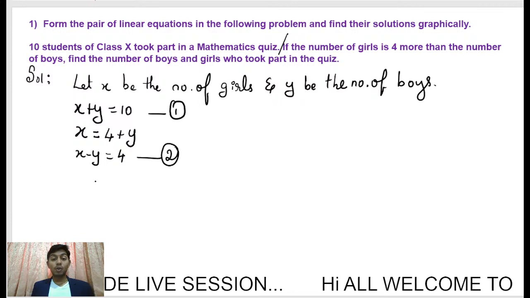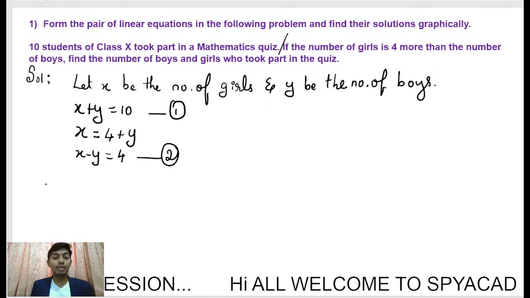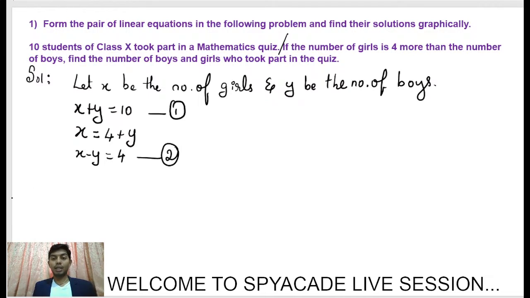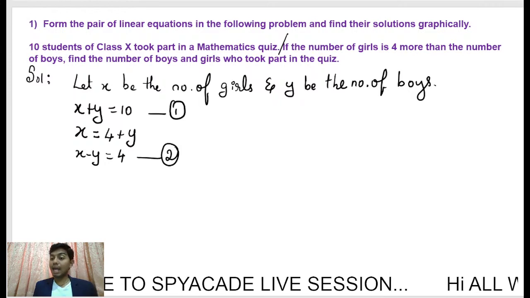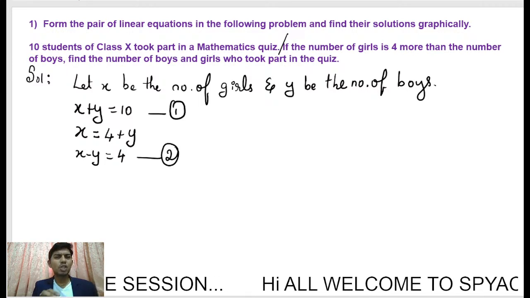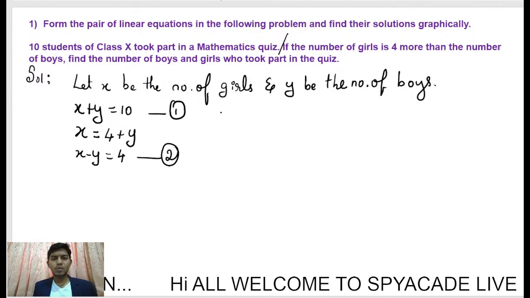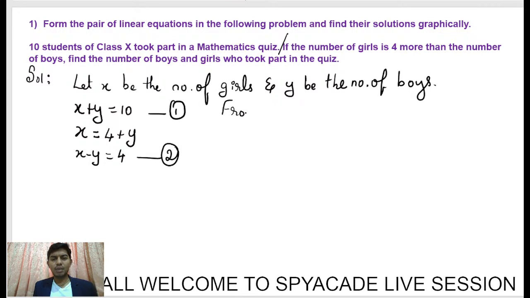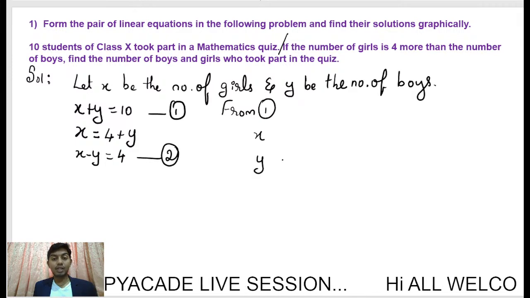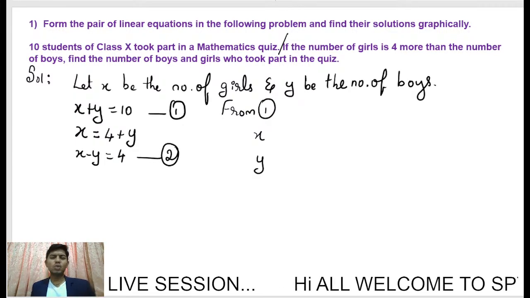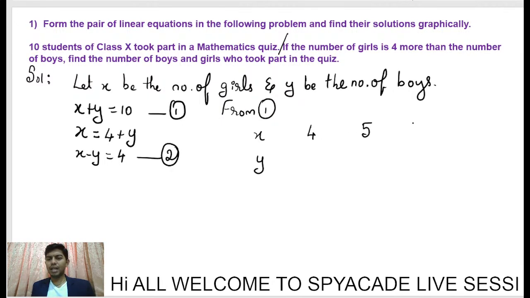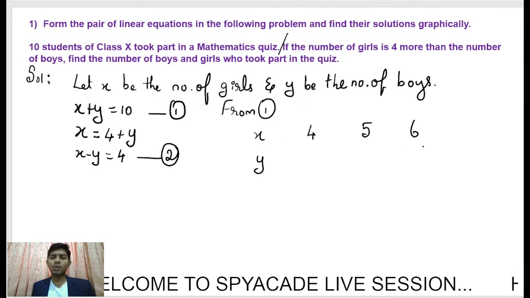Now we have to find the number of boys and girls who took part in this quiz, which means we have to find x and y. And then we have to find the solution by the graphical method. So now we are just going to substitute a few values for x. I'm taking the first equation, where here it is x and y. You can choose any values. Suppose I'm taking 4, 5 and 6 for x.